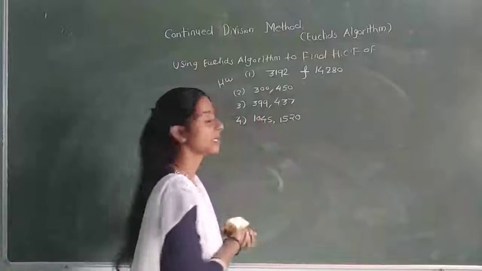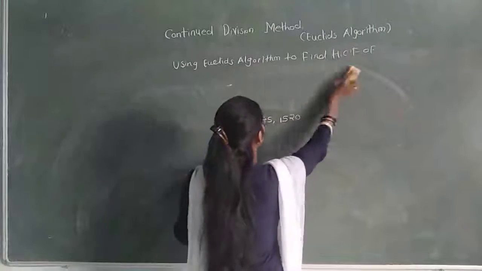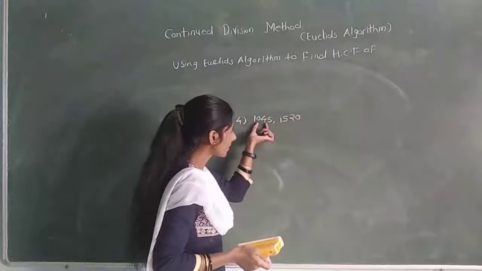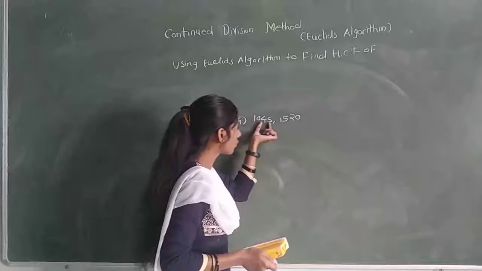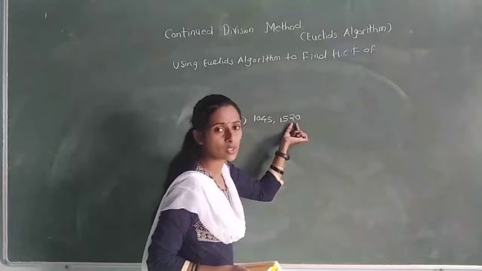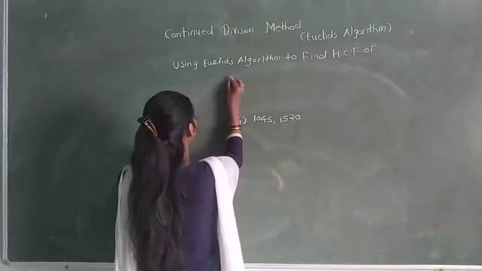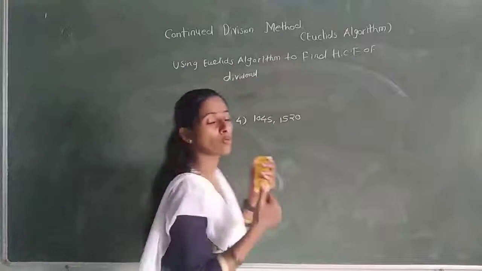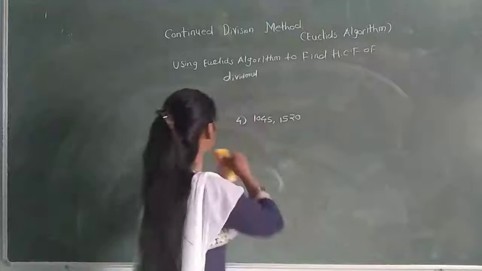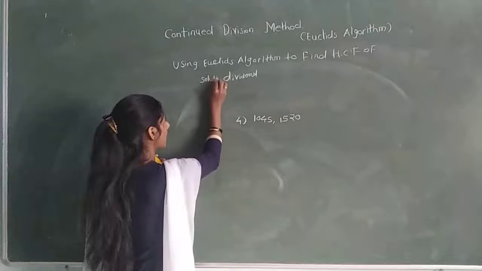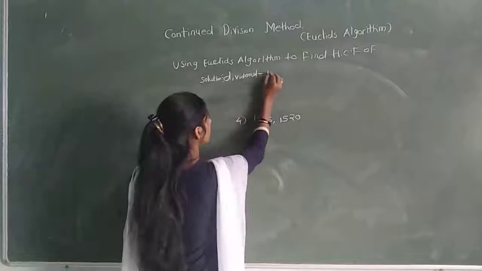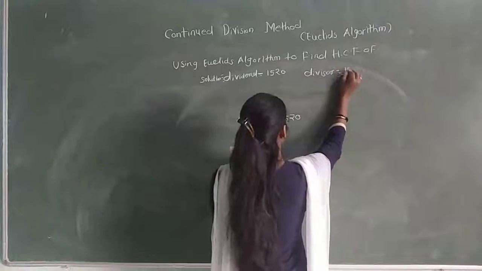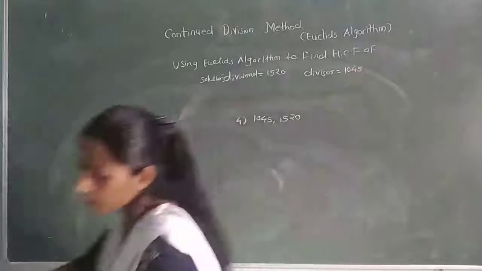Okay, I said last example, that is, obtain the numbers and identify the greater number. That is 1045, 1520. Which number is greater? 1520. Okay, so dividend. The first three are homework, and the last you solve. So the solution is: dividend is equal to 1520 and divisor 1045.